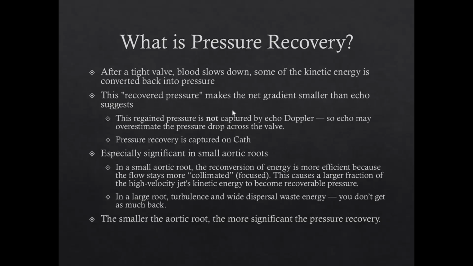And this is important in small aortic roots. In small aortic roots, the reconversion of energy is more efficient because the flow stays more focused in the center. This causes a larger fraction of the high velocity kinetic energy to be converted back to the static pressure. But in a large aortic root, there's a lot of turbulent flow and wide dispersal of energy, which causes waste, and that energy you don't get back. So the smaller the aortic root, the more significant the pressure recovery.